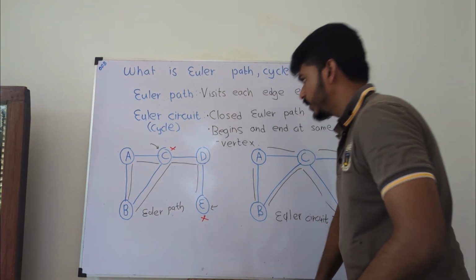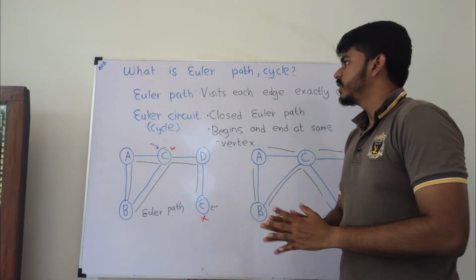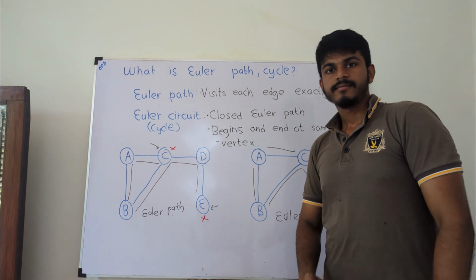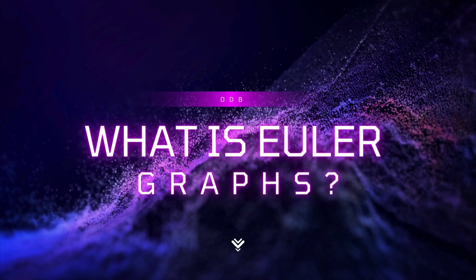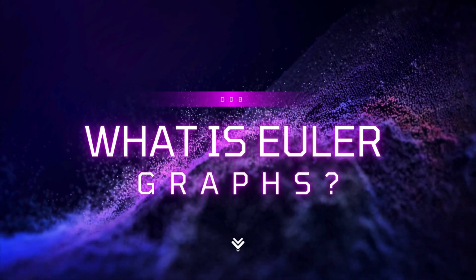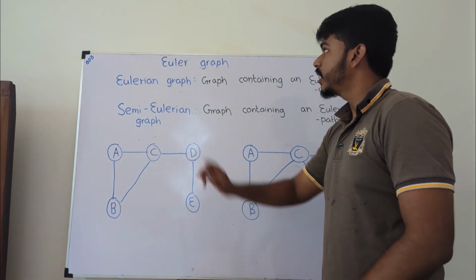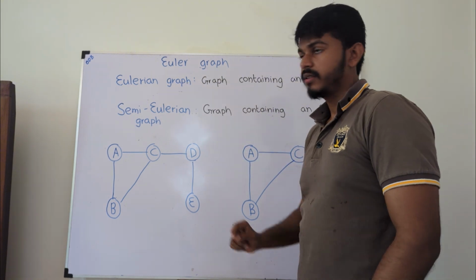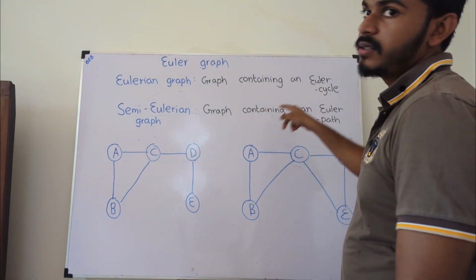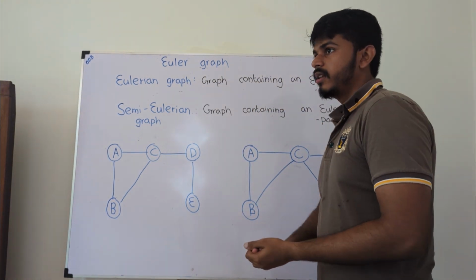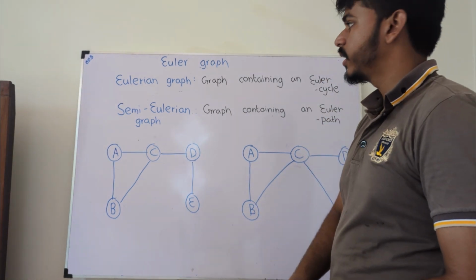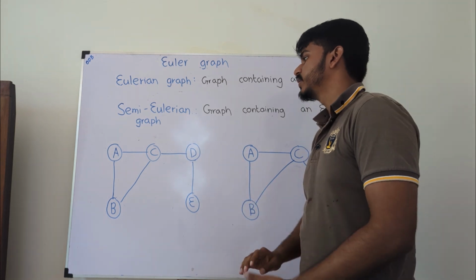So then we will see what is an Euler graph. Now we will see what is an Euler graph. An Eulerian graph is a graph that contains an Euler cycle or Euler circuit. And if it contains an Euler path, it is known as a semi-Eulerian graph.